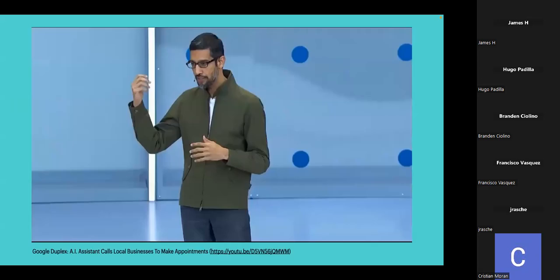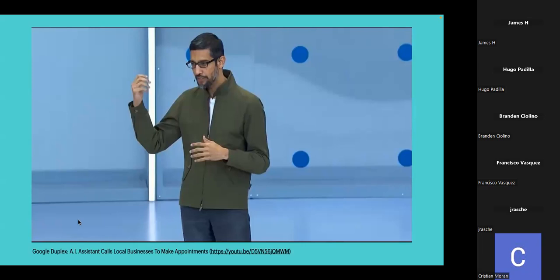Google in 2018 already had something similar to ChatGPT today. They released the service, I don't know for how long, but then they decided to shut it down because it is not reliable. This is what Google announced in 2018. I'm going to maximize the volume, and let's take a look.